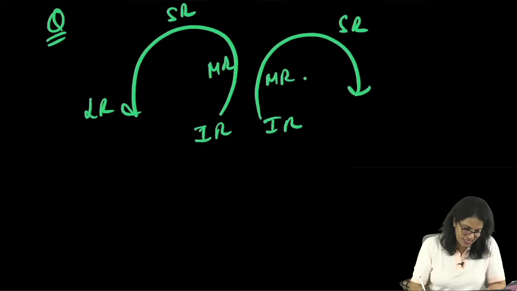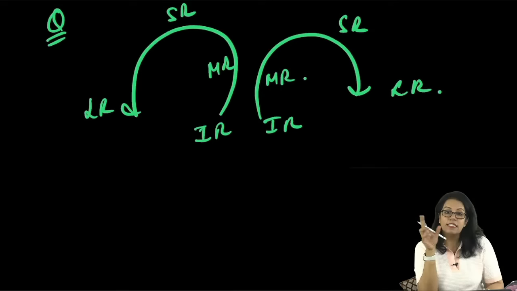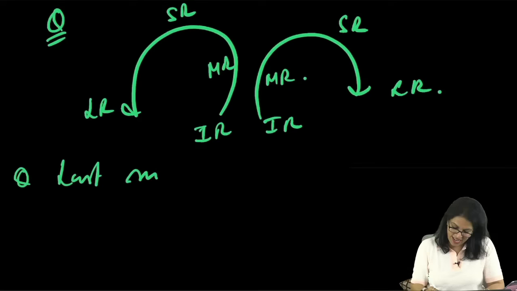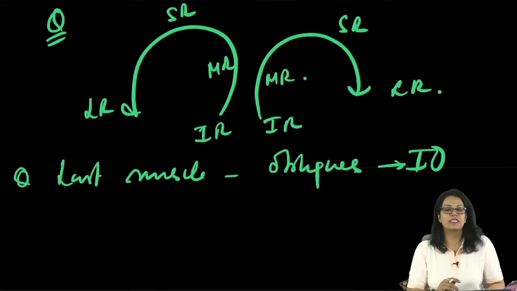Okay? So, this is the sequence of recti muscles. But if they ask you which is the last muscle to be involved, the answer is oblique. Which oblique do you choose? Inferior oblique. Though the majority of the sources just say obliques, if we have to pick one, we will pick inferior oblique.